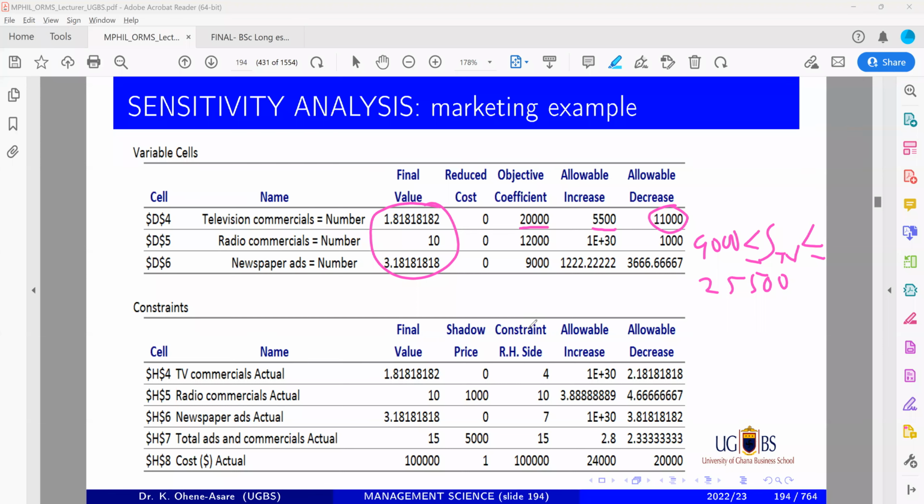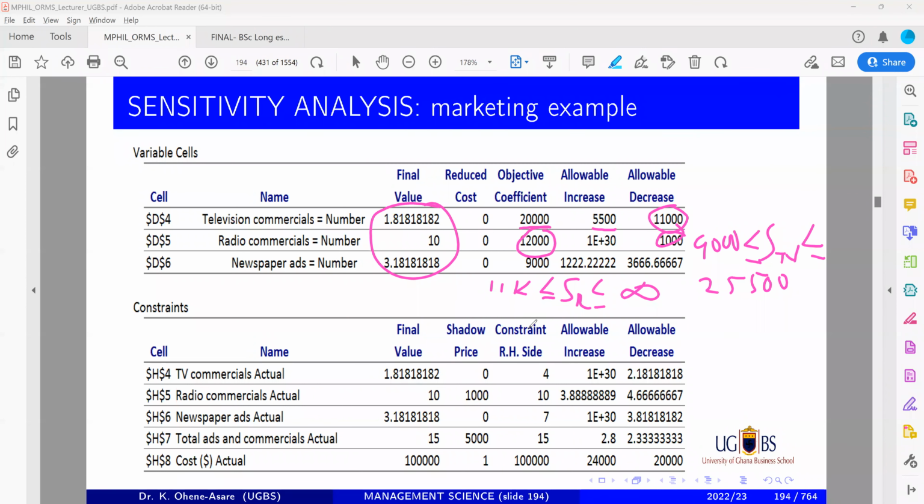The second thing is that if we're to find the sensitivity range for radio, the lower bound will be 12,000 minus 1,000. So that will give you 11,000 for radio. So the sensitivity for radio: the lower bound will be 11,000. The upper bound is infinity, as you can see. So it will be 12,000 plus infinity, which is positive infinity.